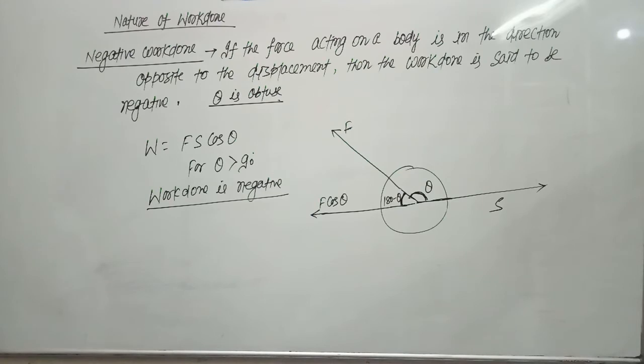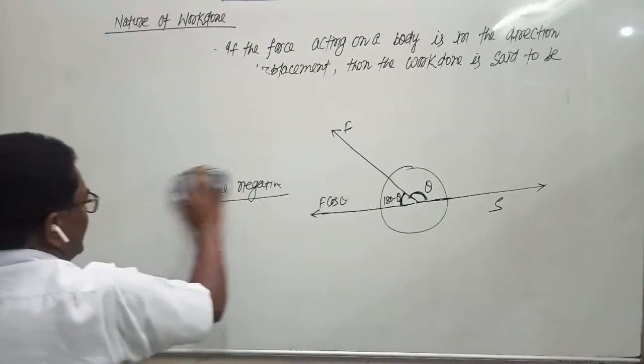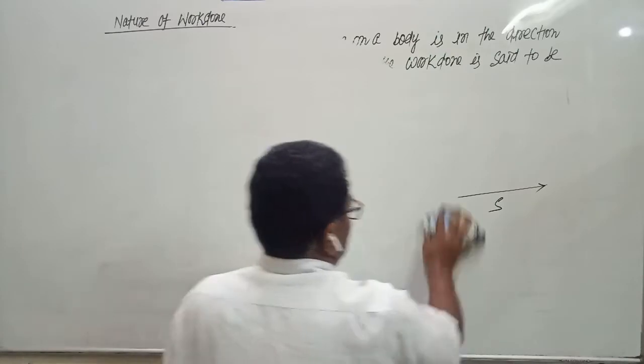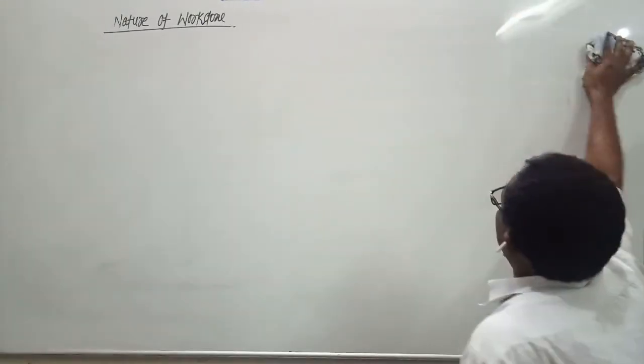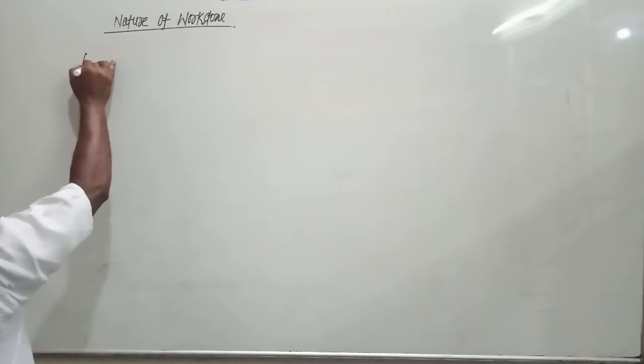Now we discuss the examples of negative work done. The definition of negative work done is that if the force applied on a body and the displacement are in opposite directions, then the work done is said to be negative work done. And for negative work done, theta must be greater than 90 degrees.